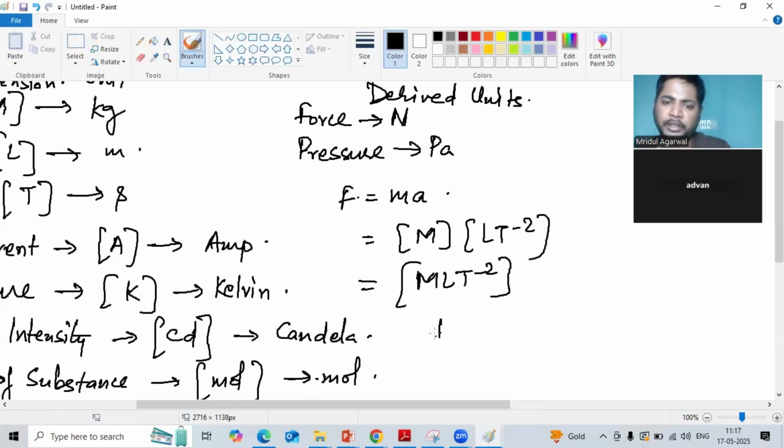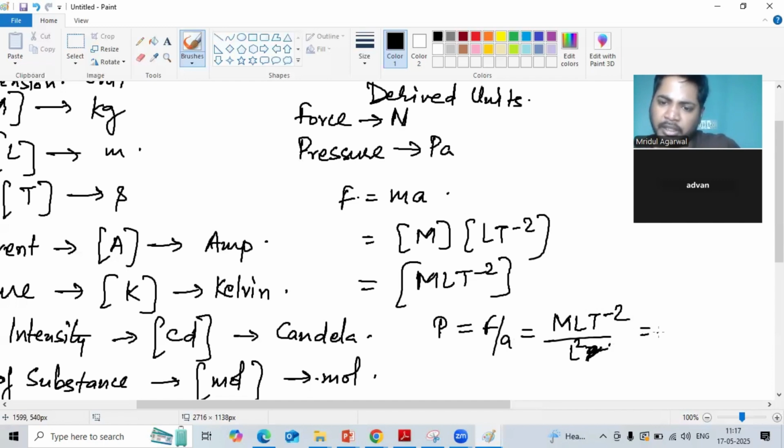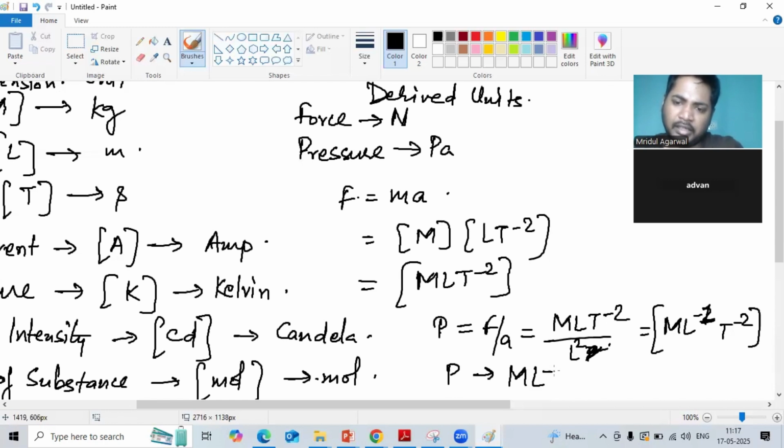Similarly, if you talk about pressure, it is force per unit area. Force is given by M L T minus 2, and area is L square. So this one would be M L minus 1 T minus 2. Correct? M L minus 1 T minus 2. Understanding this part? So pressure is given as M L minus 1 T minus 2. Getting this? So you can derive the units for the various physical quantities.